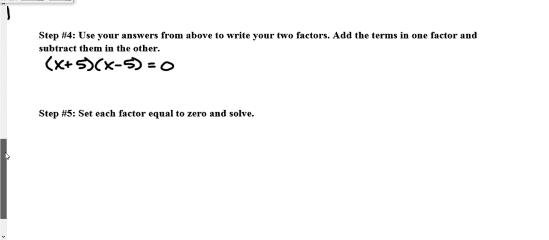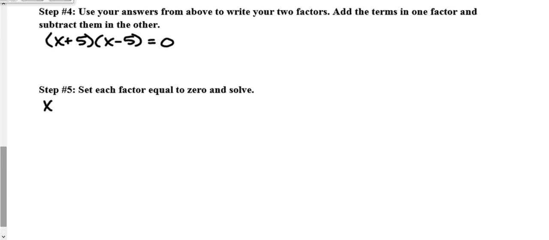And then, just like we did on target 6, we're going to set each factor equal to 0 and solve. So if I subtract 5, I get x equals negative 5. And if I add 5, I get positive 5.